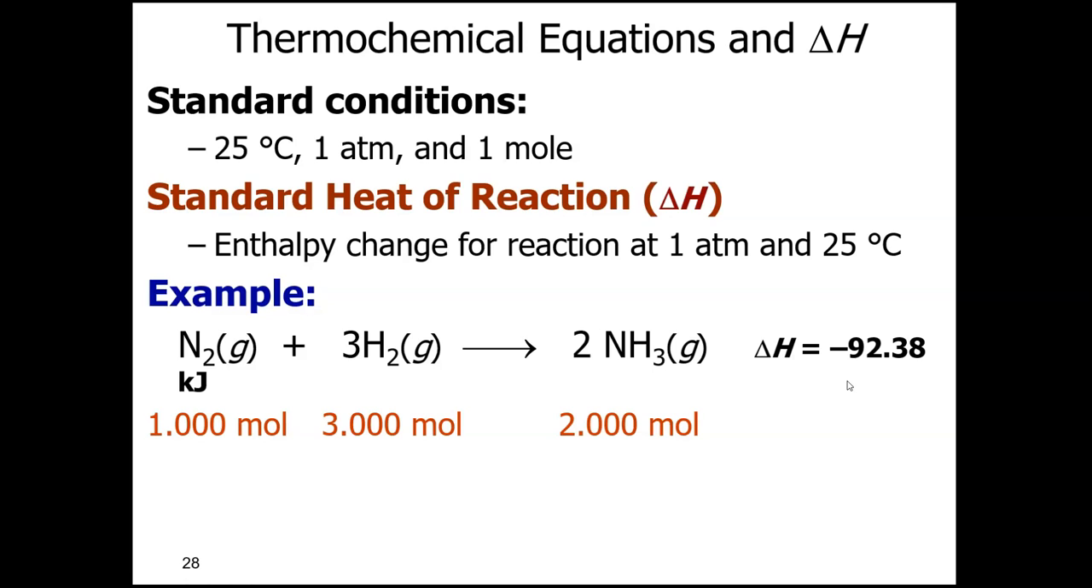So this is kind of where I wanted to stop. We're going to get into this most of the time now. Generally, instead of the amount of energy in joules, sorry, this got pushed over here, this is kilojoules, 92.38 kilojoules. Kilojoules is a form of energy.